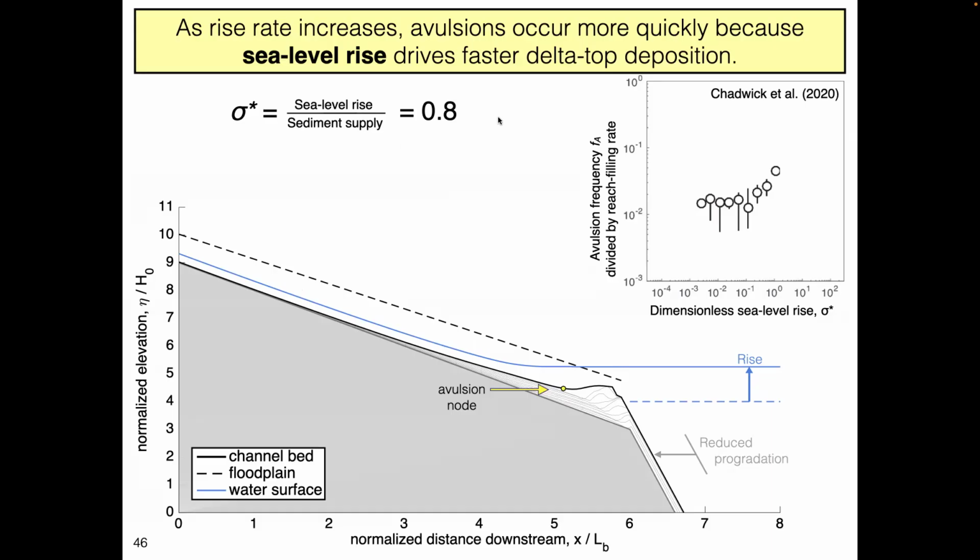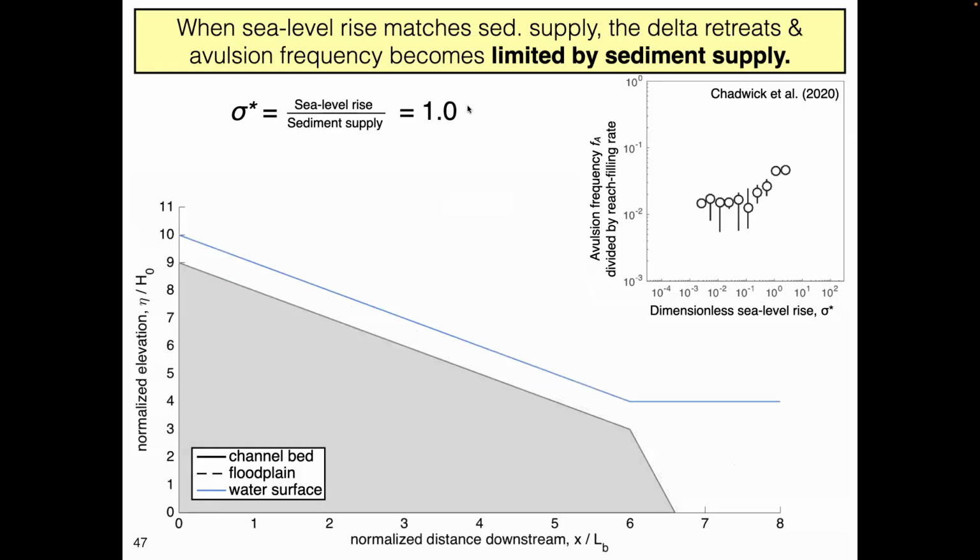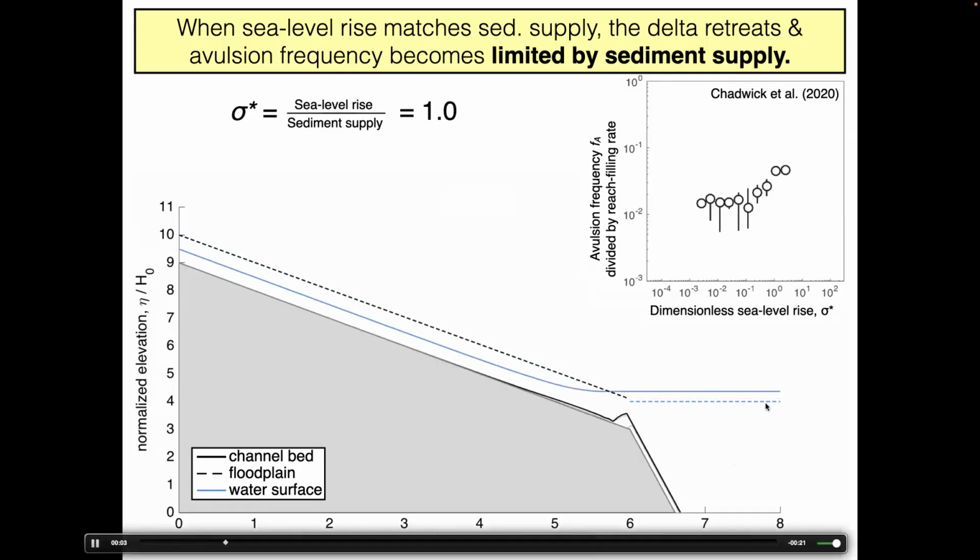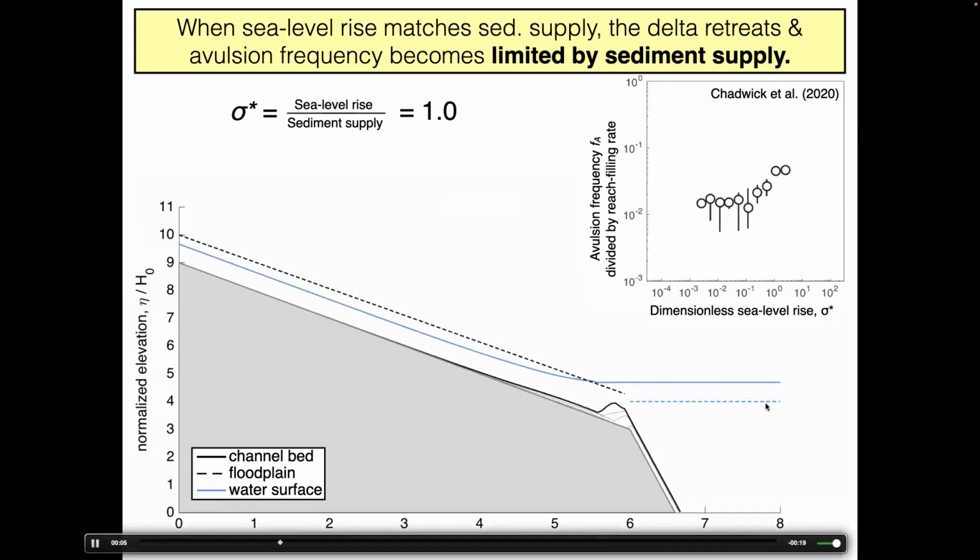but things start to get weird when the sea level rise matches or surpasses the sediment supply. So here's a case with sigma star of 1. So now sea level rise is matching sediment supply. And what happens here, I'm going to show you this video, is we basically hit this new regime. So here you can see this mound forming.